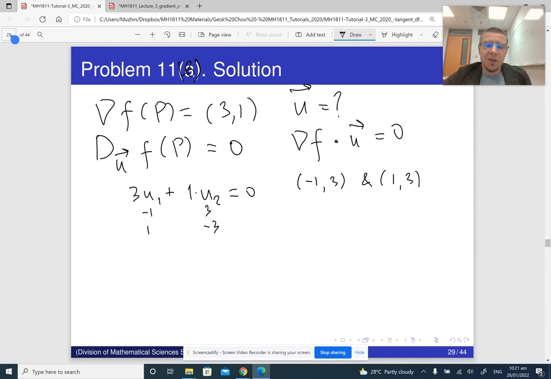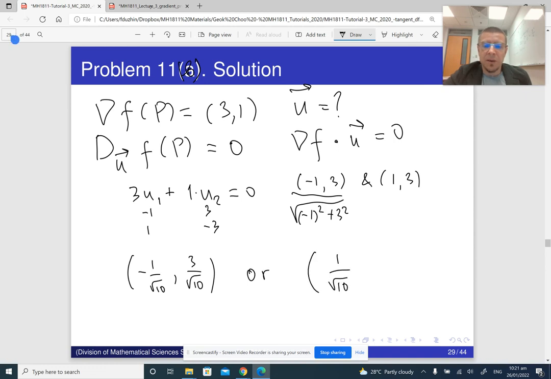The only thing we need to do is normalize them because we are looking for a unit vector, right? We can't just write (-1, 3) because the length of that vector is not 1. So we need to divide by its norm, the square root of (-1) squared plus 3 squared in both cases, and this is just square root of 10. So the answer is (-1/√10, 3/√10), the first one, or (1/√10, -3/√10).